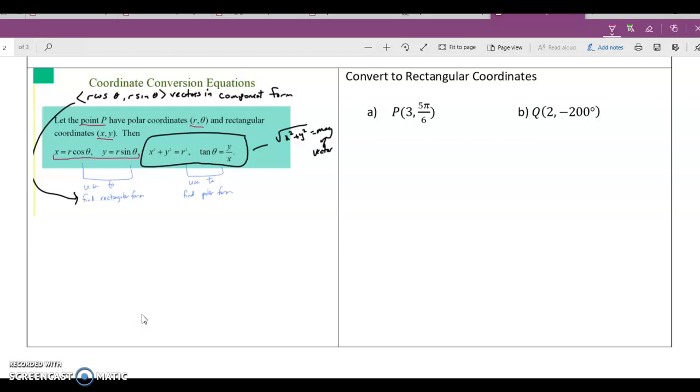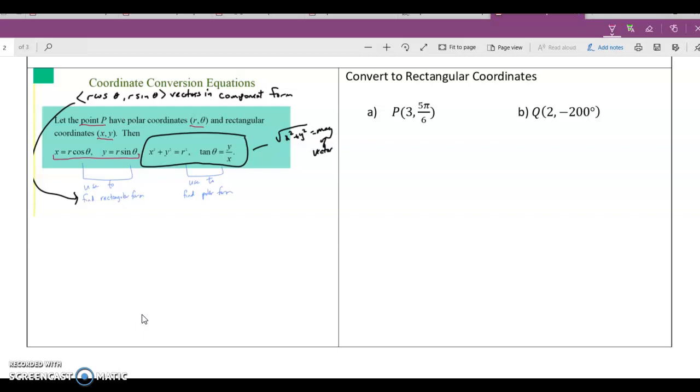Our last part is converting between our two coordinate systems, our polar coordinate system and our rectangular or Cartesian coordinate system. So let's say that we have the point P, and its polar coordinates are r comma theta, and its rectangular coordinates are x comma y. Then they relate in these ways.